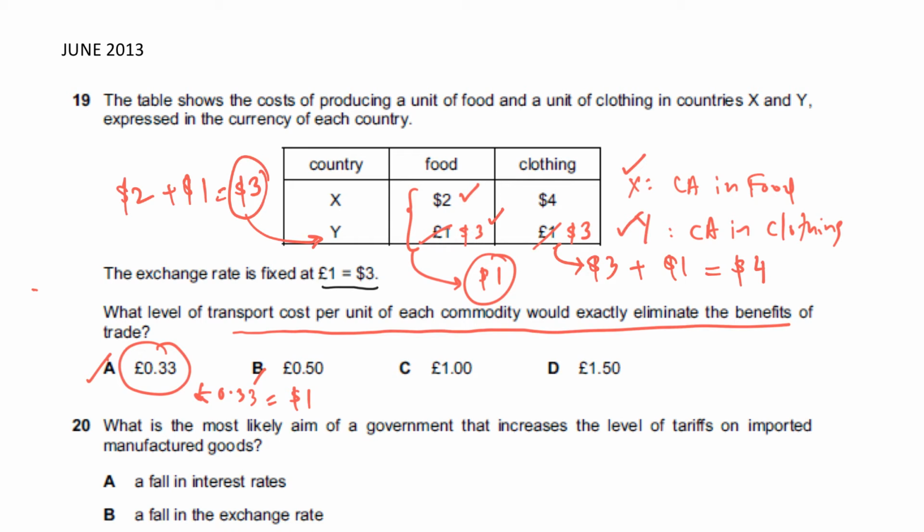So again, the comparative advantage would be lost because they sell it for $3 plus transportation, which means they sell it for $4, and the cost of making in country X is also $4, so there is no comparative advantage. So that's why the right answer for this question is A, which means that if there's a $1 cost of transportation, then the comparative advantage will disappear as the cost will be higher.